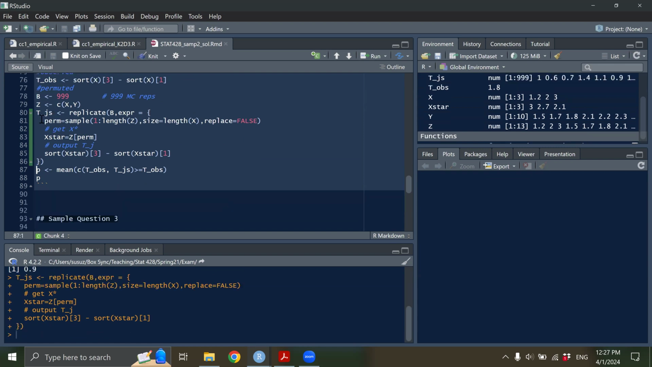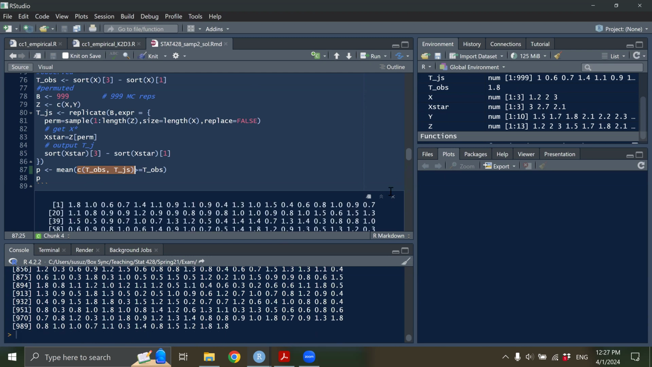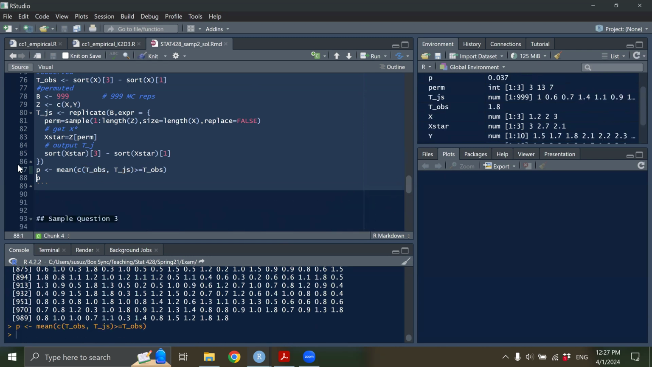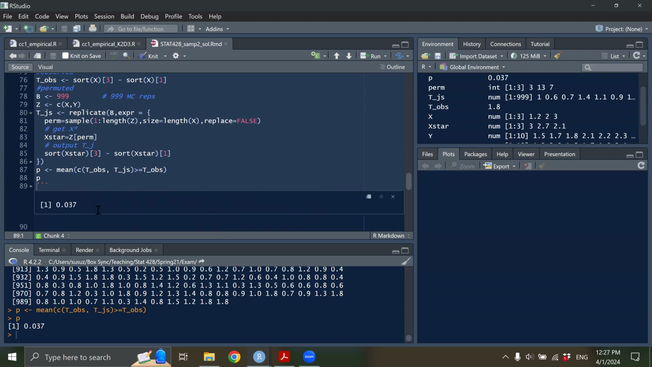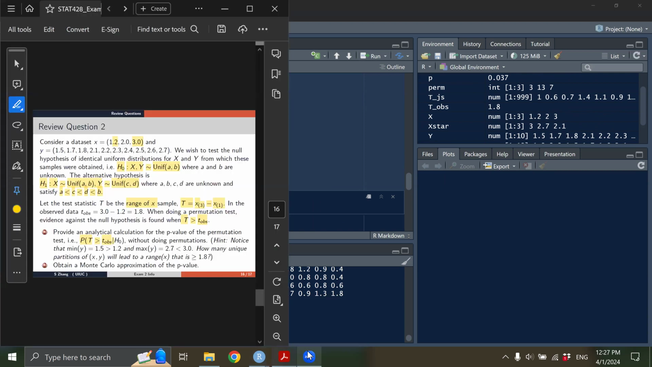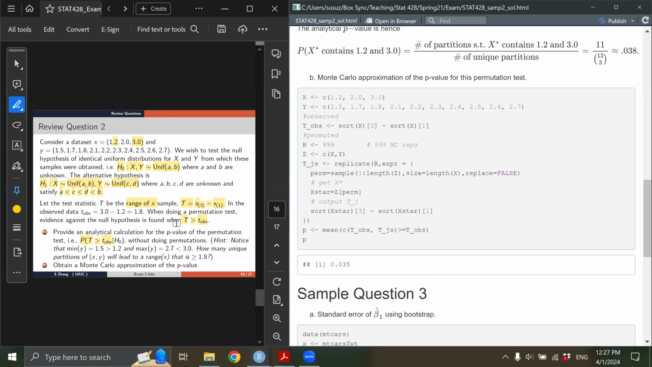So you replicate this 999 times, and you get a total of 999 of these Tj's. Each of them is the range computed on one particular version of the X star. Essentially what we do here is concatenate the observed 1.8 with the 999 over here, and we look at the proportion of times that these 1,000 versions of the range were greater than or equal to 1.8. That's going to be our p-value in this case, which is again quite close to what we expect given our earlier analytical solution. All right, are there any questions about this?